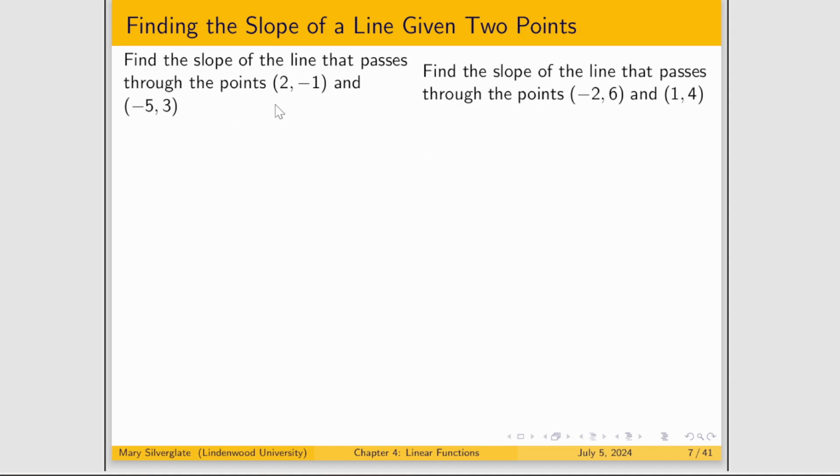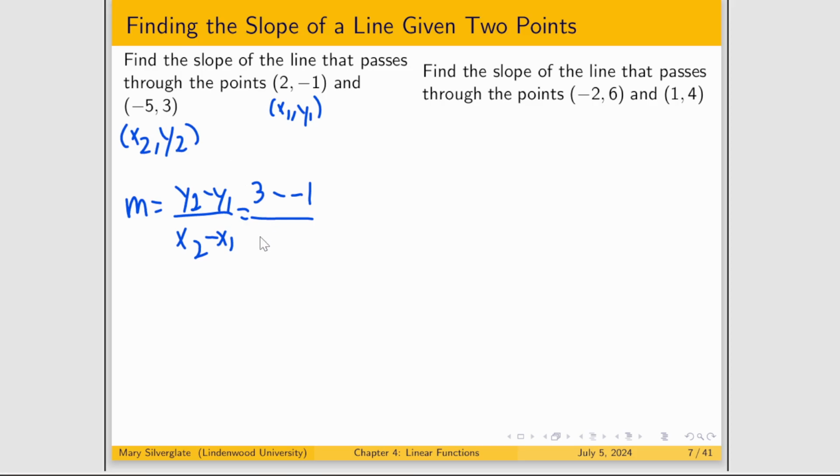So a lot of times when I'm finding things algebraically, I like to go ahead and label an arbitrary x1, y1, and an arbitrary x2, y2. It is completely fine if you flip-flop these, as long as you're consistent. So then we can find our slope by noting that that's the change in y divided by the change in x, the difference in output divided by the difference in input, and then we plug and chug. y2 is 3, y1 is negative 1, x2 is negative 5, x1 is 2.